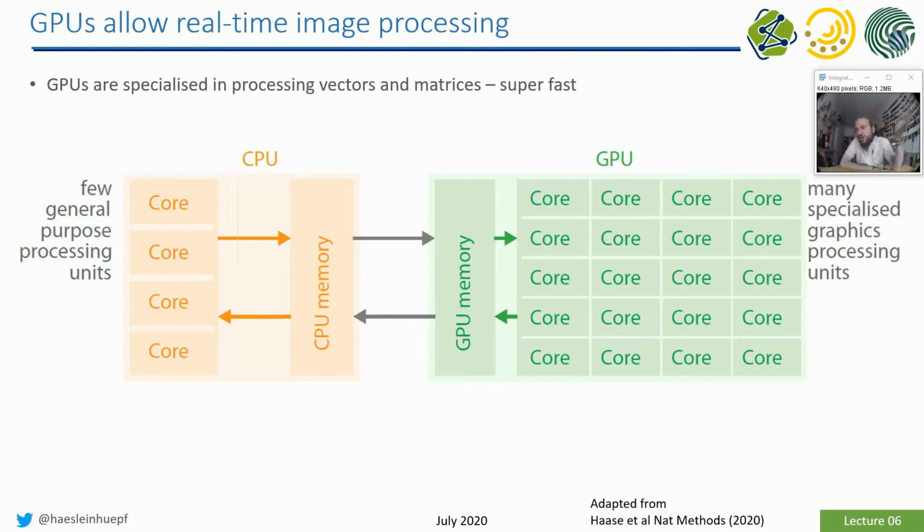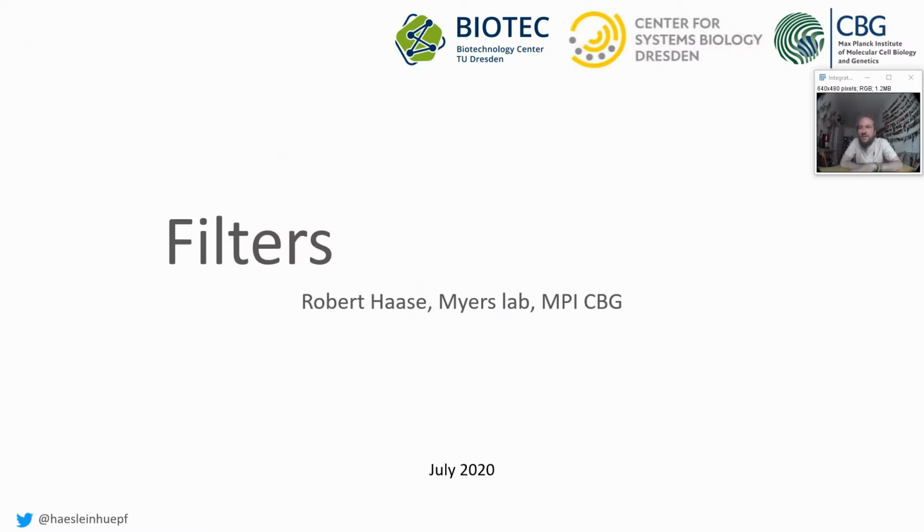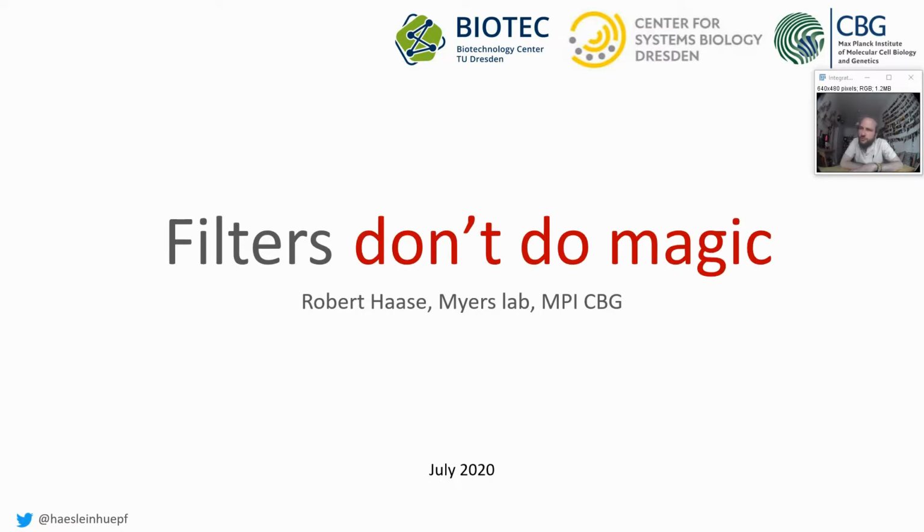And if you think about the general differences between CPUs and GPUs, graphics cards have more compute units, that's why they can do more things at the same time. And second of all, usually graphics cards have faster memory, which allows us to read and write images faster than on a CPU, which is beneficial, especially when you think about processing big data. And that brings us to the subsection filters. The most important take-home message when talking about filters or image filtering is: filters don't do magic.